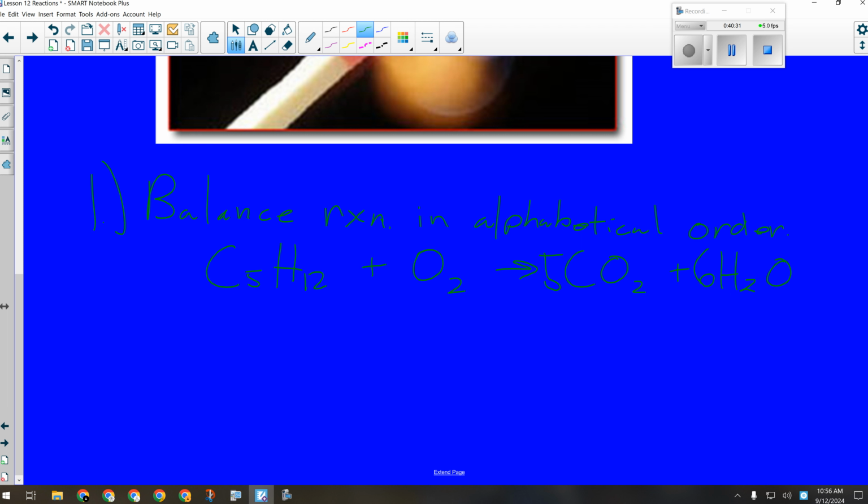Okay, how many oxygens here? 10. Plus 6 more? 16. What times 2 gives me 16? 8. Okay, reactions balance. 5 carbons on both sides, 12 hydrogens on both sides, 16 oxygens on both sides. Okay, if I balance it in alphabetical order, it'll always work out. Do I have to do a tiny bit of math? Yep, but not too much.